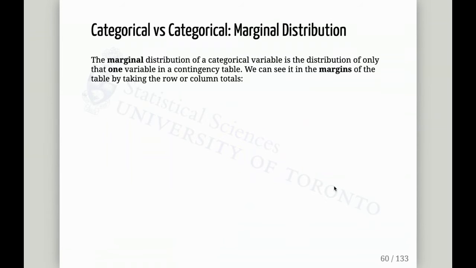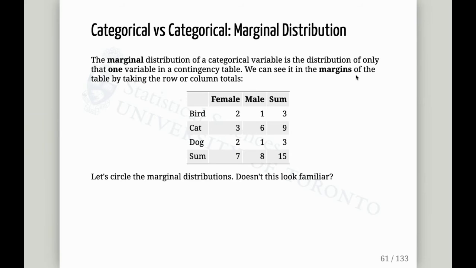And then marginal distribution. The marginal distribution of a categorical variable is the distribution of only that one variable in a contingency table. It's called marginal because you can think of margins; we look at the margins of the table. So here, the marginal distribution of sex would be 7 females and 8 males. We basically took the total of this column and this column. For pets, the marginal distribution is 3 birds, 9 cats, and 3 dogs.